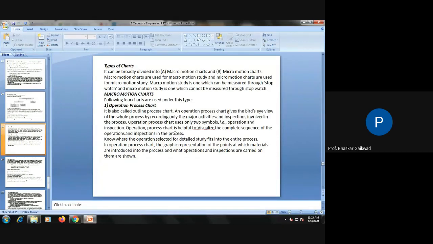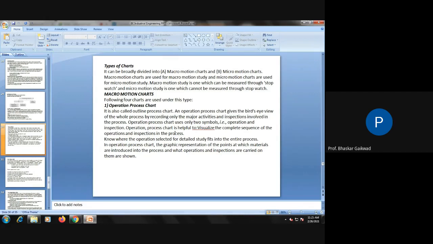Operation process chart. It is also called outline process chart. What is the next thing in operation process chart? Outline process chart. This is the outline of doing the work. And operation process charts give the bird's eye view.